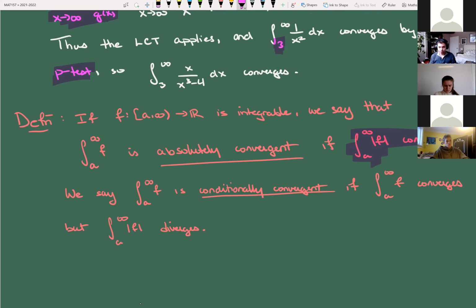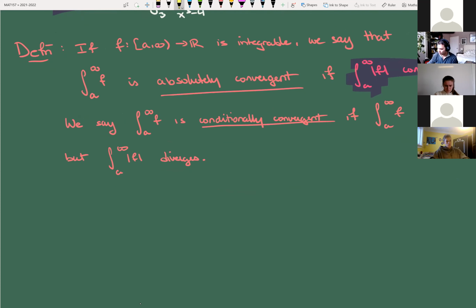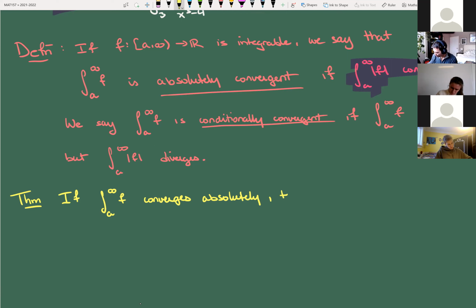This turns out to be true, okay? It's a little bit tricky to prove, but it does end up being true. So, theorem: if it converges absolutely, then it converges.